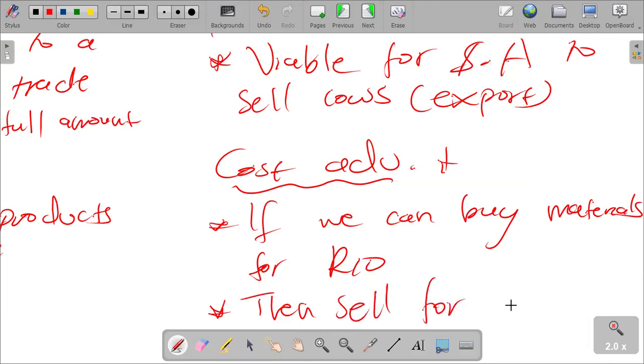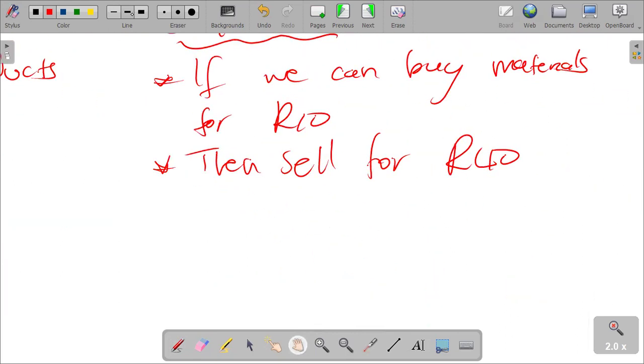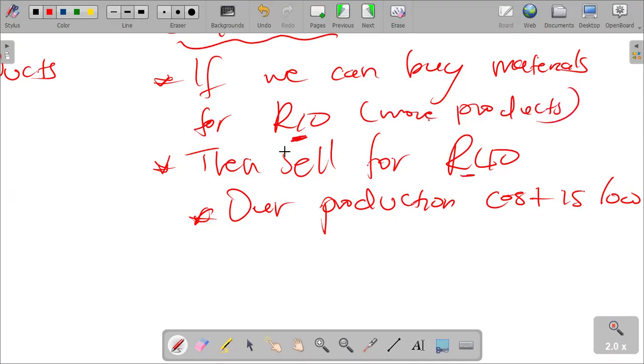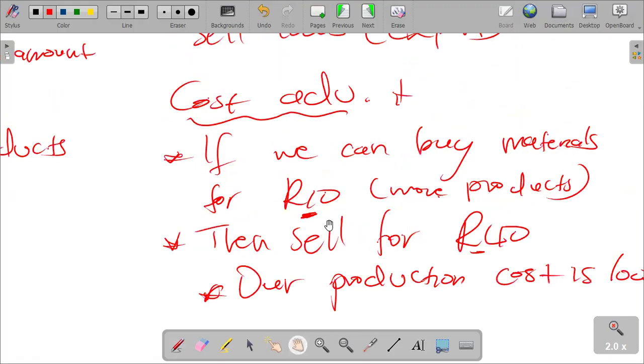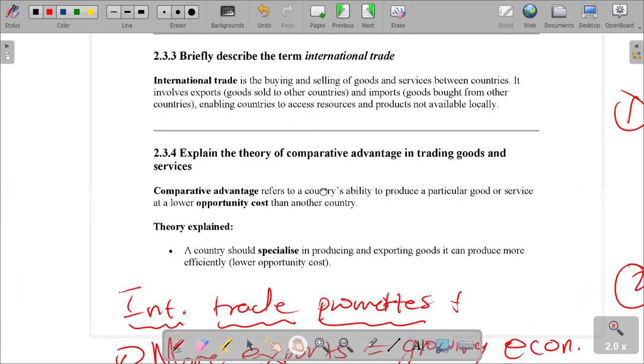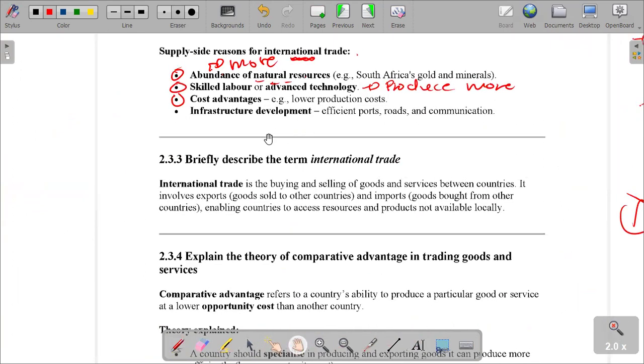Sell for 40 rand. It means that our production cost is low. And if our production cost is low, it means that we can produce more products. And by producing more products, we can sell them to other countries. So that is what cost advantage means. It means that if we can spend less on producing a product, we can go on and produce more.